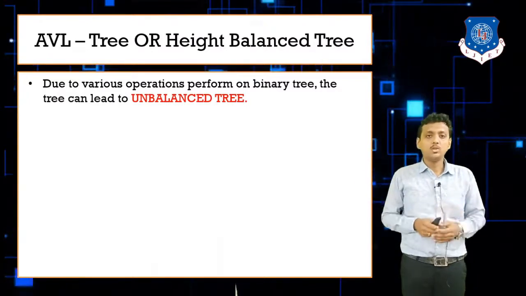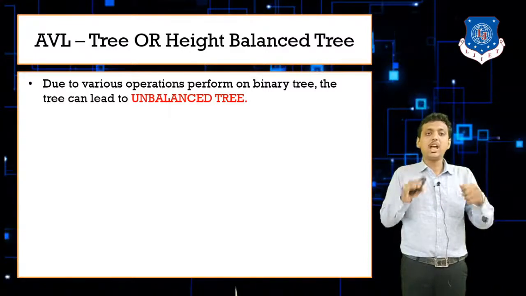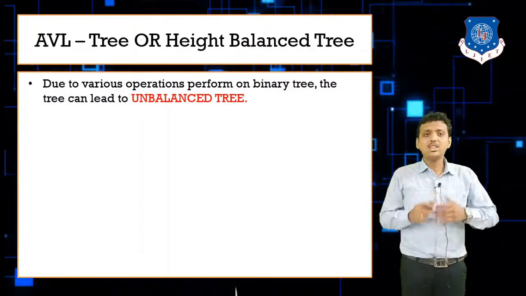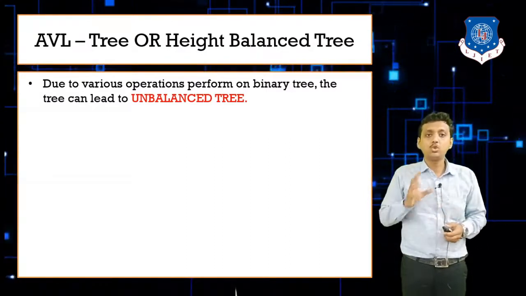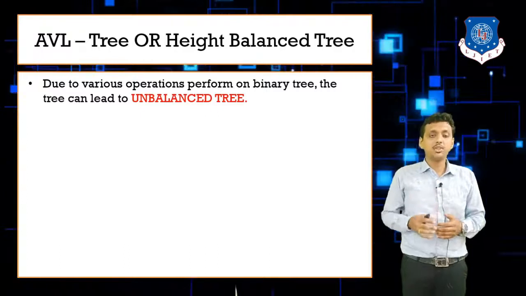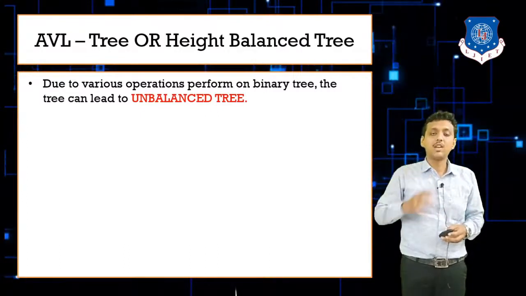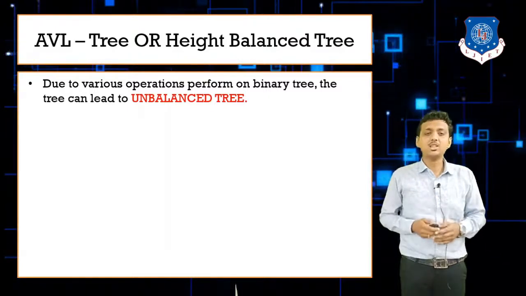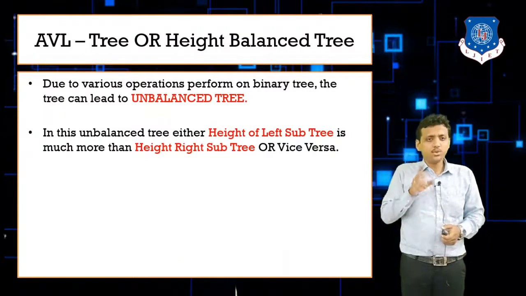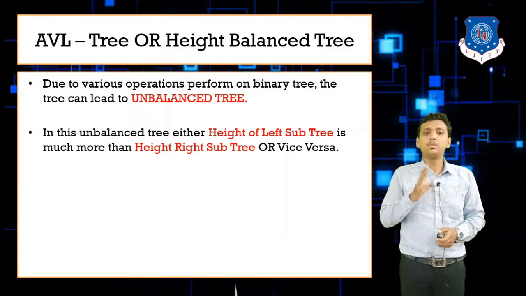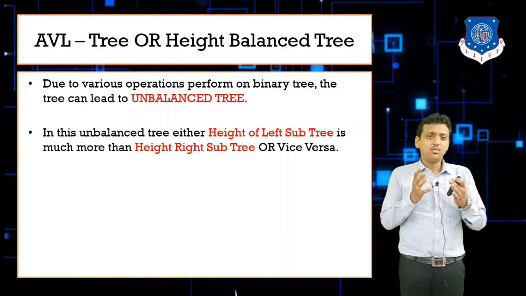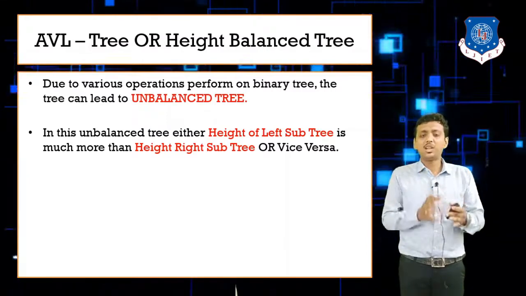So what happens over here is that the balance between the heights of the left subtree and right subtree is not proper. In such cases you have to traverse more using your traversal algorithms, and it is very difficult to complete your traversal operations efficiently. That's why we have the concept of AVL tree. If your tree is unbalanced, then you need to make it a balanced tree. So the question is, sir, how can we say that my tree is unbalanced?